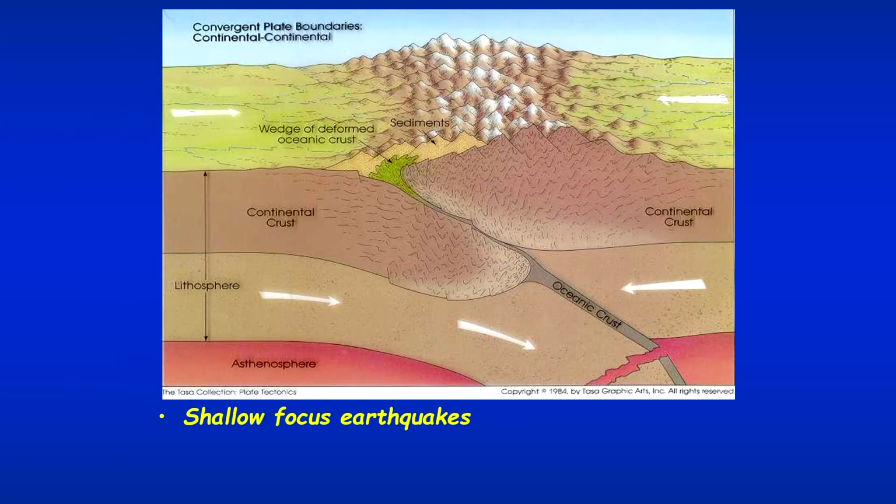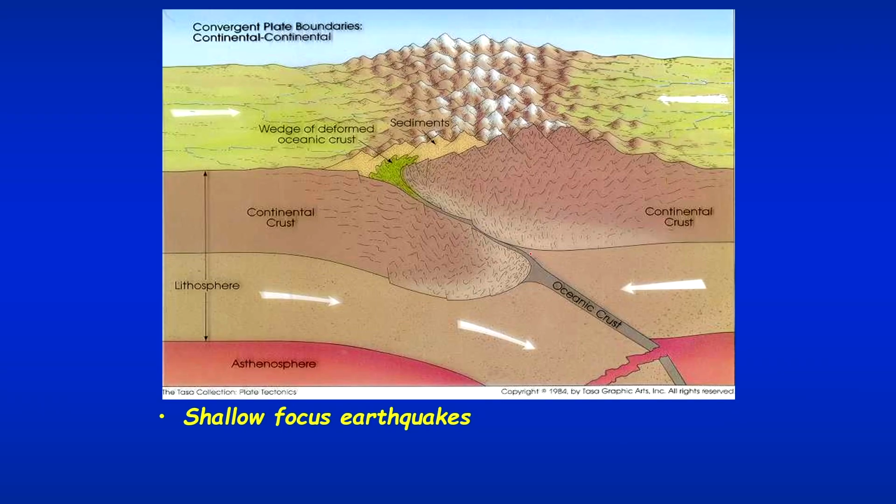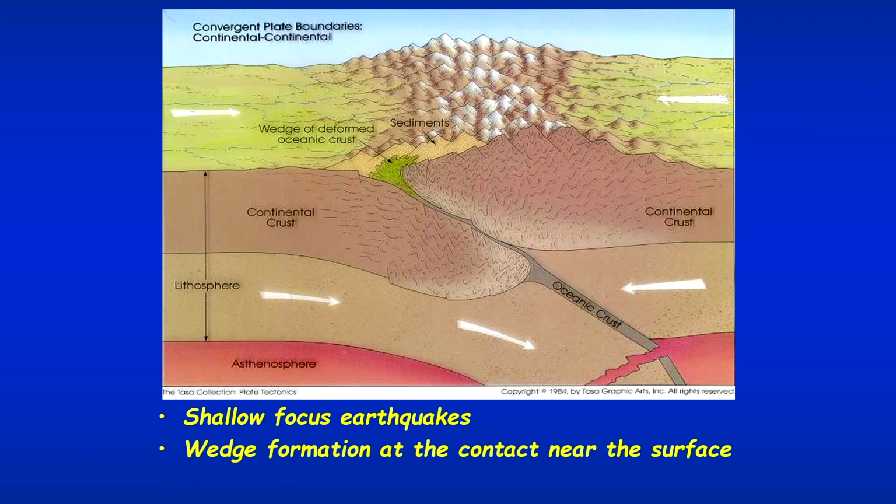Okay. So in this region, with the present configuration, if we consider that, what we see is mostly shallow earthquakes, wedge deformation at the contact near the surface, and that's how we have multiple weak zones in this area.